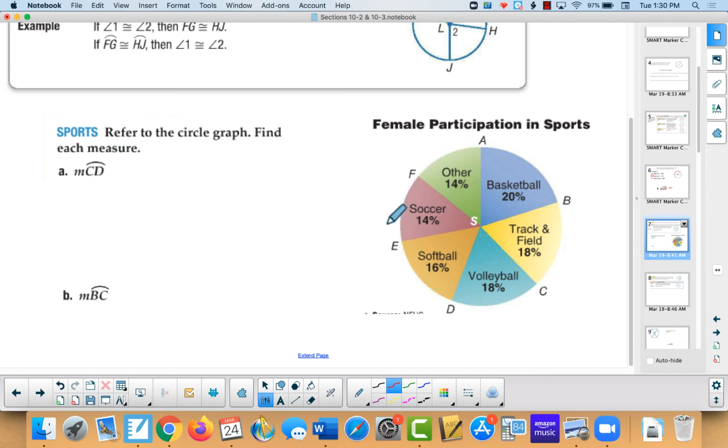So if I'm trying to find the measure of CD, CD is going to be 18% of the 360 degrees. And to find out what that is, we take 0.18 and multiply it by 360 to get 64.8 degrees. Then we notice that this one is 18% for CD. BC is also 18%, so we know that those are congruent arcs and they have the same measure.